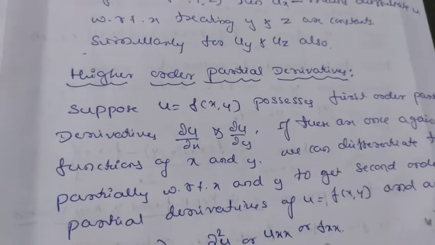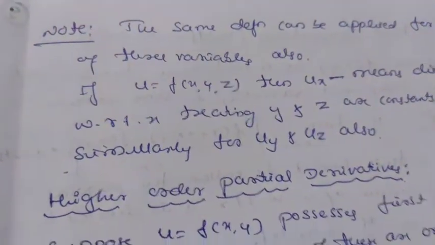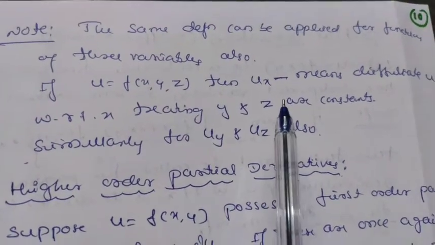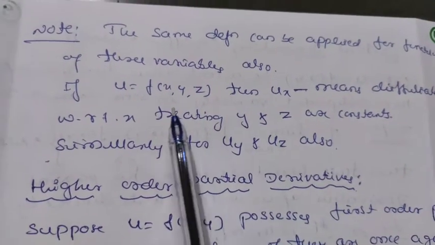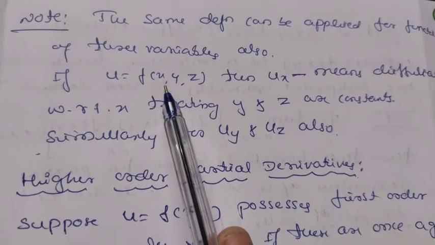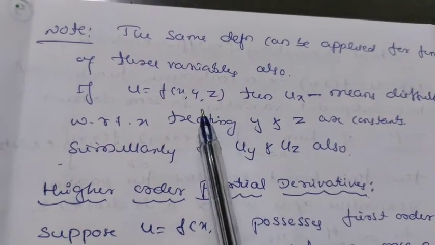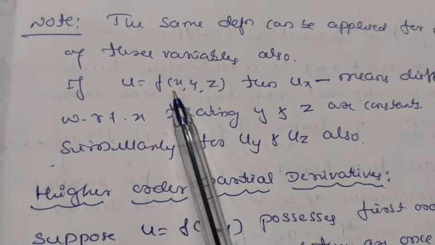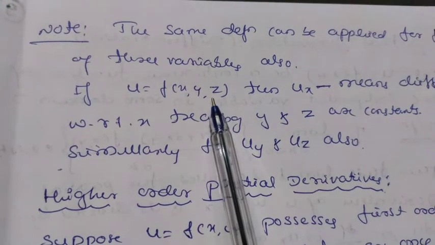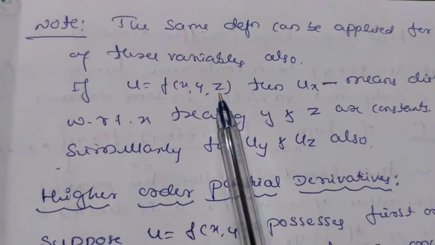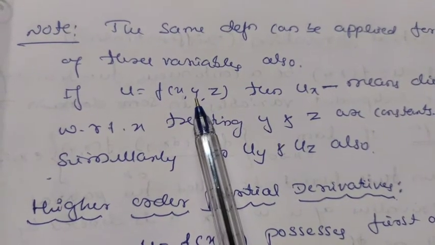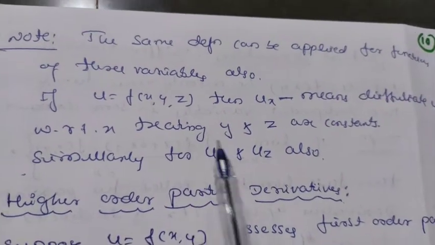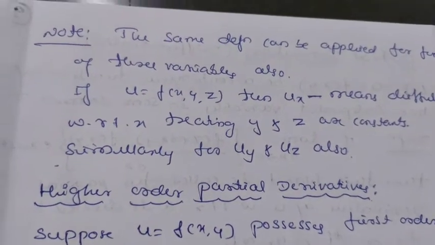So again, the same thing: if the given function is a function of three variables, that is, if u is f of x, y, z, then ux or dou u by dou x means you have to differentiate u partially with respect to x, treating y and z as constant. Similarly, if you are differentiating u partially with respect to y, treat x and z as constant. Similarly, while differentiating u with respect to z, you have to treat x and y as constant, only z is variable. This point is very important. If you understand this point, then the next part is very easy for you.